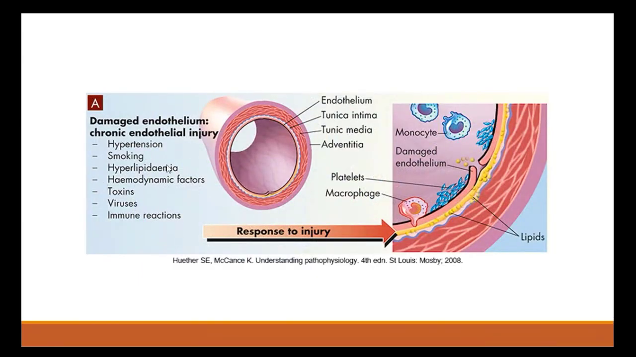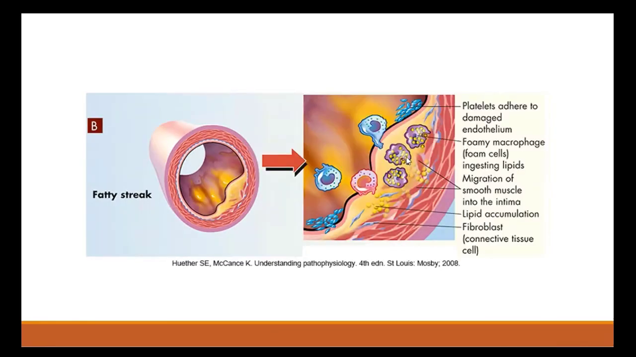What causes damaged endothelium? There could be many factors. All right, hypertension itself can cause injury to endothelium. Smoking is one factor. Hyperlipidemia, where you have high LDL levels. Okay, toxins, viruses, immune reactions, all of them can cause endothelial injury. So fatty streak means you have these macrophages filled with lipids, foam cells, and you have more inflammatory cells coming here. That's it. The smooth muscles have not proliferated and covered the plaque yet. So initial stage is called fatty streak.